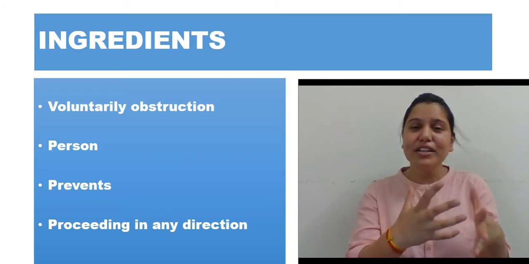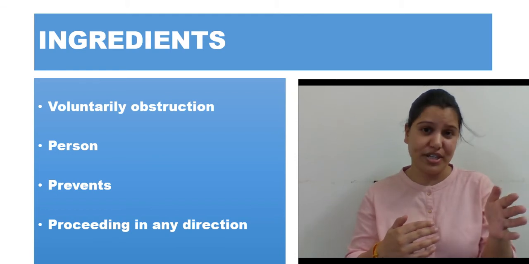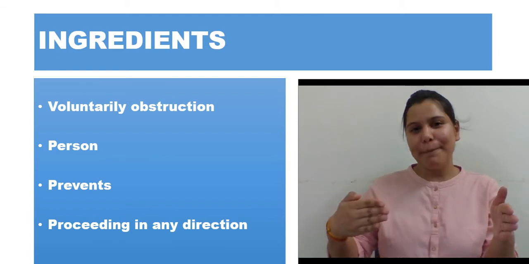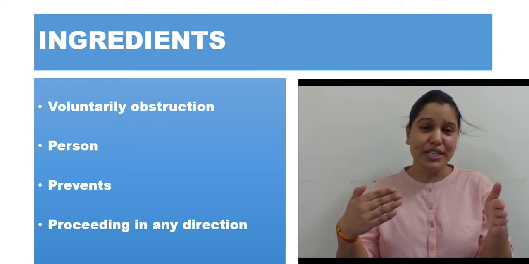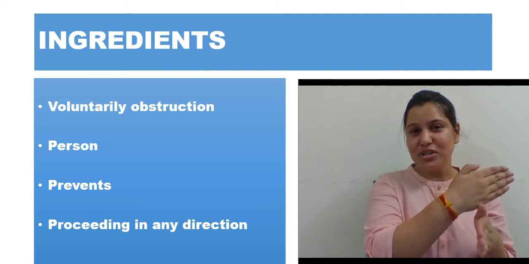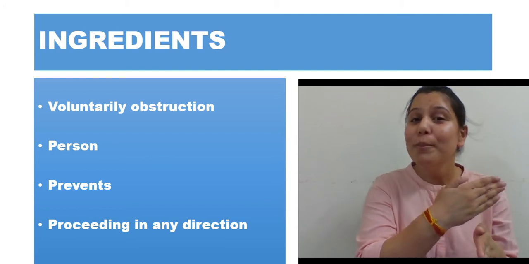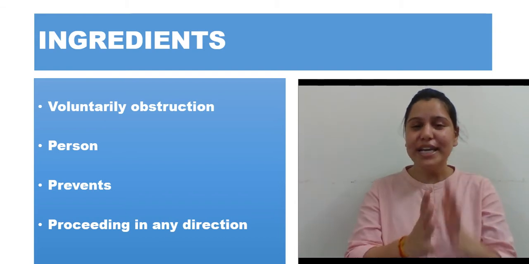Right? So these are the elements. There has to be a voluntary obstruction. What A is doing, it has to be voluntarily, right? And of course, B is a person. He's stopping B from moving in that direction. He's preventing B in proceeding in that very direction where B had the right to move. Correct? So these are the four ingredients.